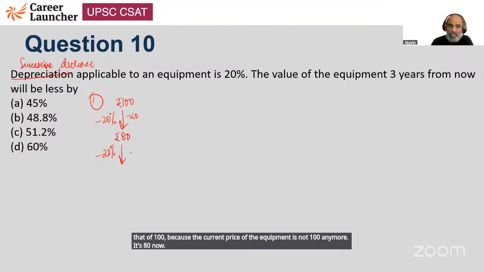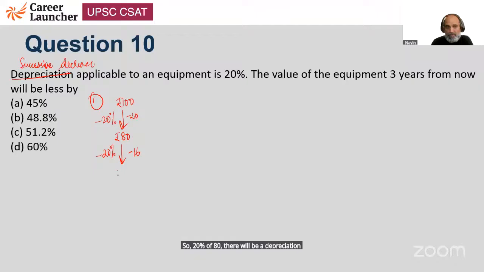So 20% of 80, there will be a depreciation of 16 rupees. So we will be at 64. Again, there will be a depreciation of 20%. So basically, how many times do I have to do this?